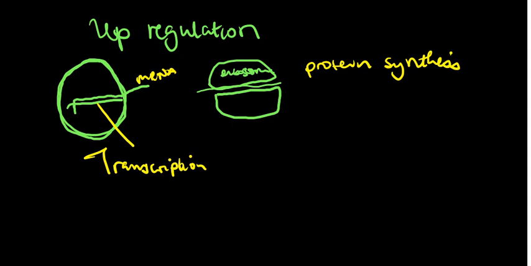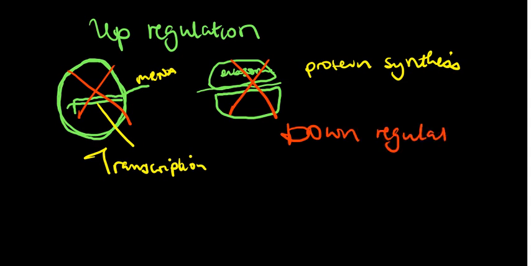But if transcription does not occur, it means there will be no protein synthesis, and this will be called downregulation. So downregulation is a process resulting in decreased gene expression. So the decreased gene expression is here. It means the transcription did not take place, hence there was no protein synthesis. Does that make sense?